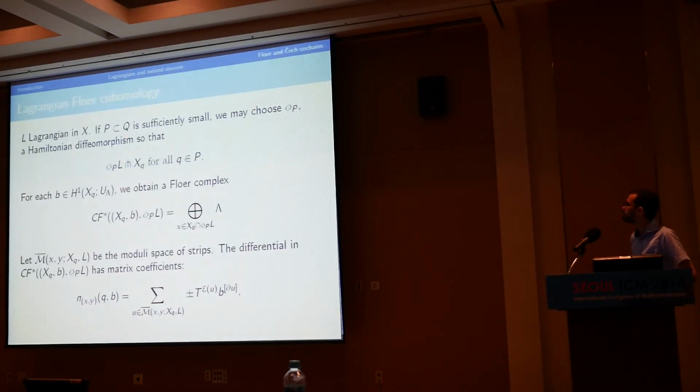Okay, so now let me say something about Lagrangian Floer cohomology. Or rather, I'll do everything in this family setting. So we take a Lagrangian next. And as I said, we don't really know how to do Floer cohomology when things are not transverse. So what you do is you take a small subset of this base, the base is Q, and then you can choose a Hamiltonian diffeomorphism which makes the Lagrangian transverse to all those fibers.